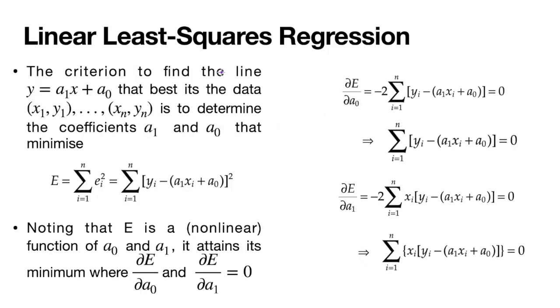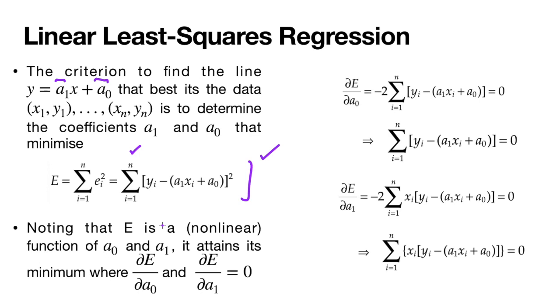So this criterion to find the line y equals a1 x plus a naught that best fits the data is to determine the coefficients. This is the best fit we can get using the scaling approach here. But the problem now is how to find the values of a1 and a naught. So this is the error relationship we finalized after selecting from the different approaches.